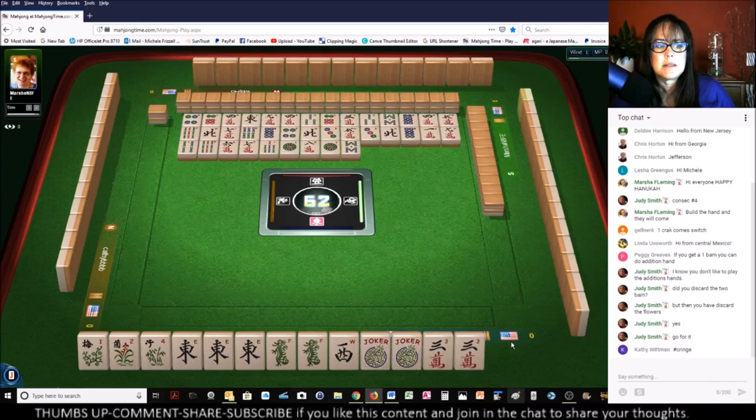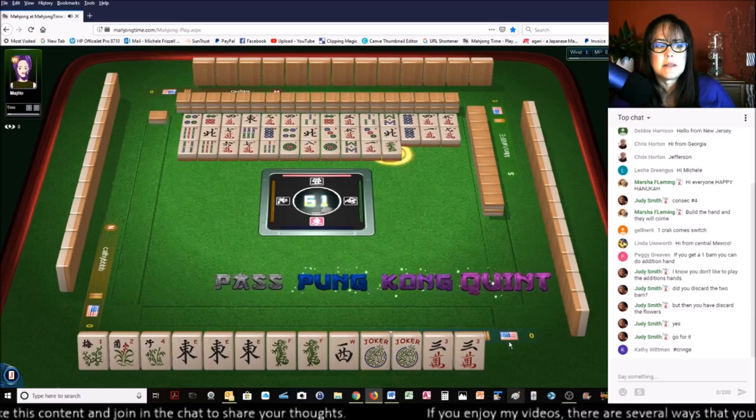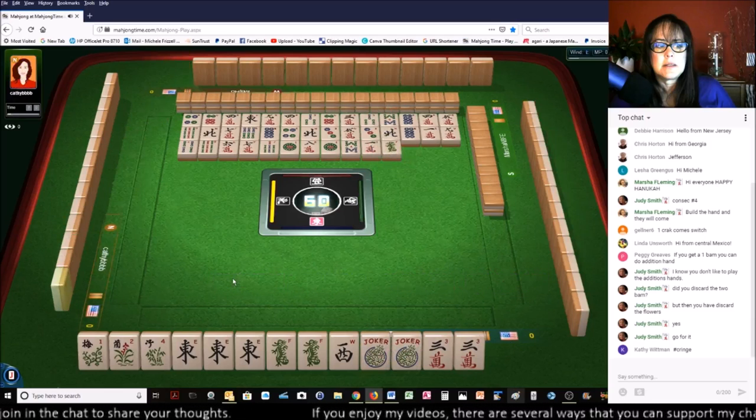One of the previous games I was in just a few minutes ago, I had no flowers, and I was playing a hand that required a pair, and they never came through. Okay, so we need a pair there. We don't need to call that.